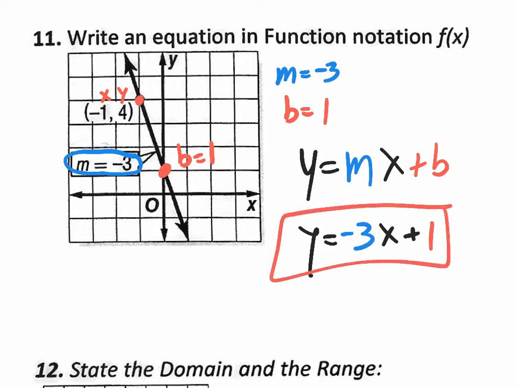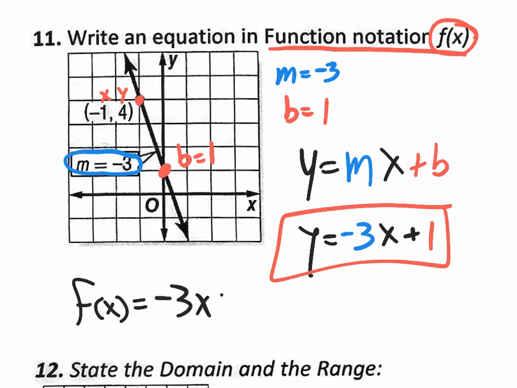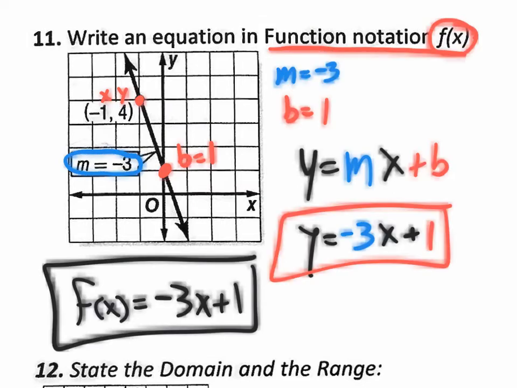Now, when you look at your multiple choice answers, you're not going to see y equals because it says in function notation f of x. Now, f of x is the same thing as y, so the only difference is this. This is what you're going to see on the answers. F of x equals -3x plus 1. Same exact thing, but it's just in function notation. Instead of y, they write it as f of x. You get it? Let's move on.